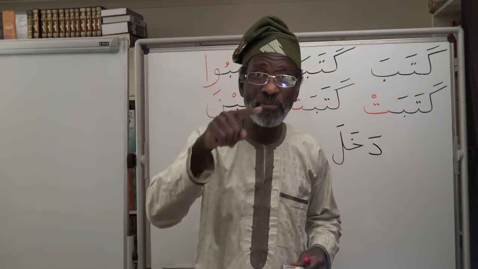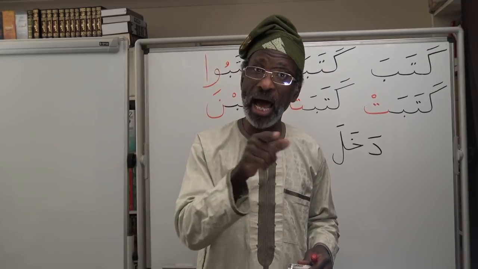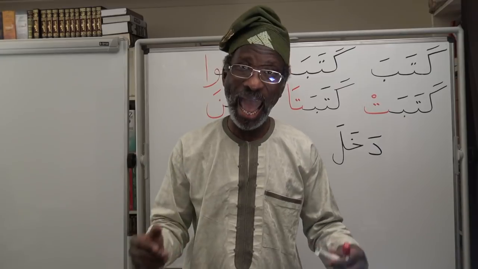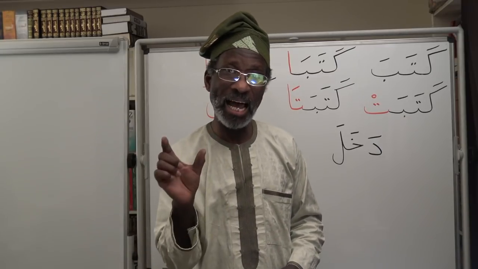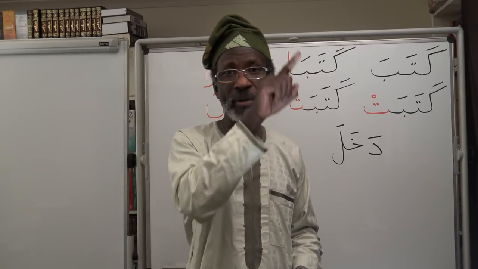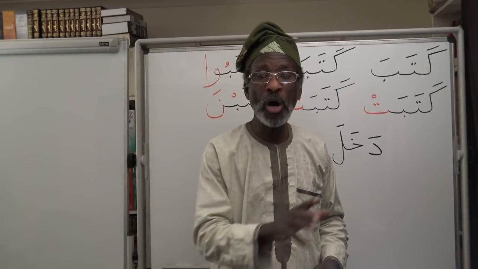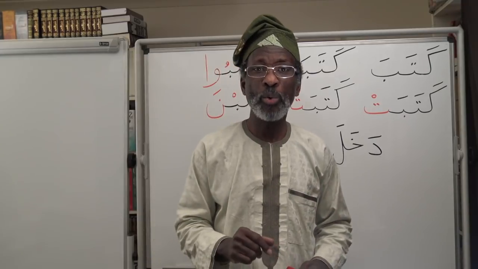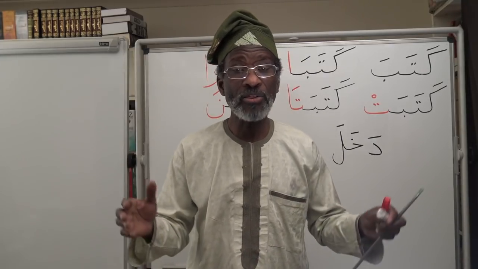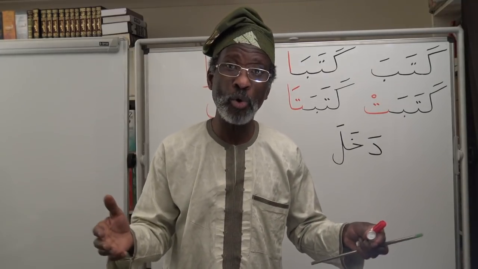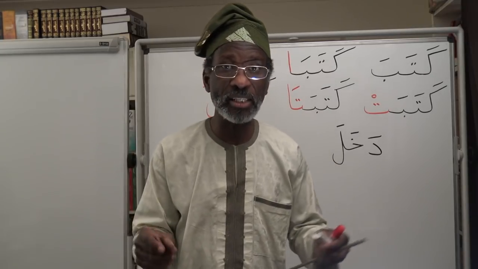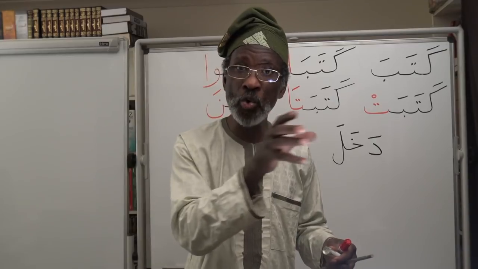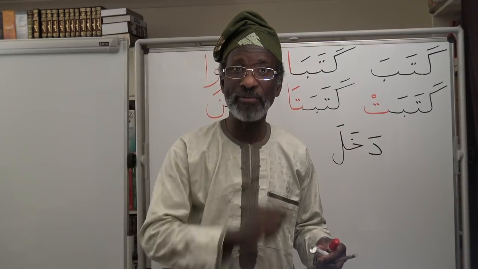You add alif at the end, dakhala. How do I say two women entered? You retain the ta and then you add the alif of ithnain, which is your dual alif, dakhalata. What about if I want to say they, meaning three men or more, entered? Remember the oo ending, you say dakhalu, and don't forget to write the alif at the end.